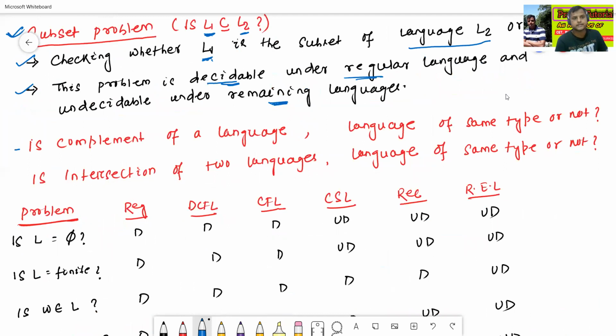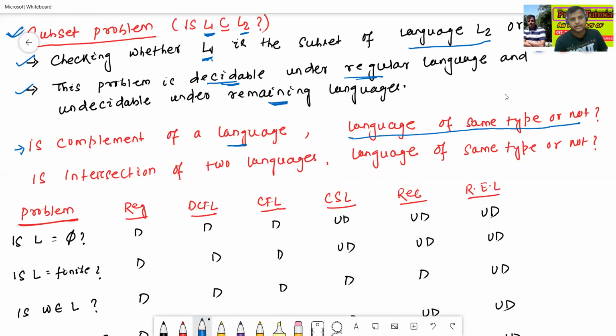Okay, the next undecidability problem is: is the complement of a language a language of the same type or not? Is this decidable or undecidable? Later we'll see whether the complement of a language is a language of the same type or not.